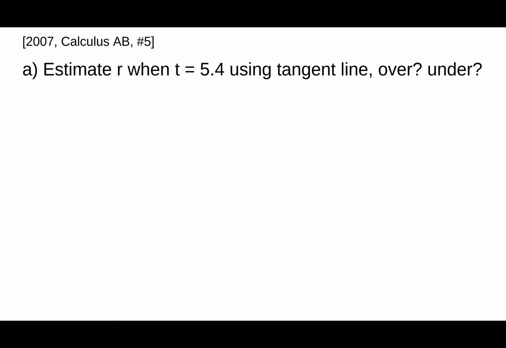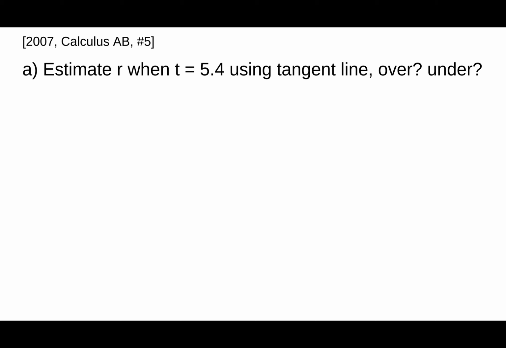In the question stem, we're given some information about a hot air balloon whose volume is increasing, and we have a table of values which gives us some values for r prime of t, telling us how fast the radius of this hot air balloon is changing over time for a handful of different values of t.